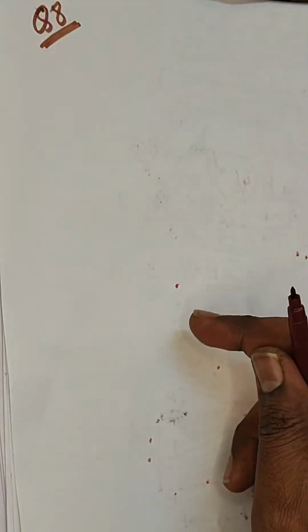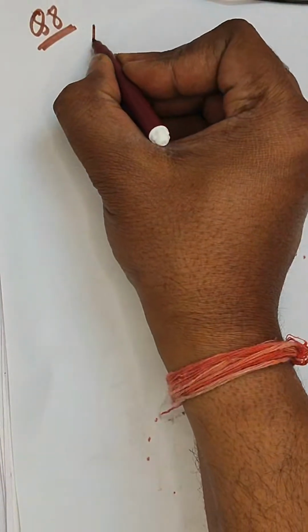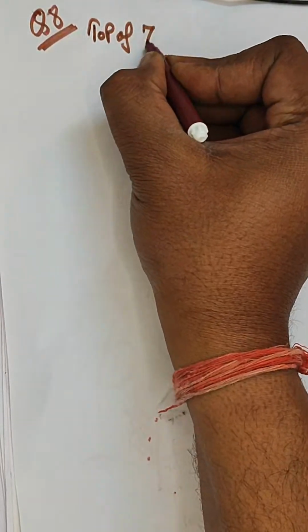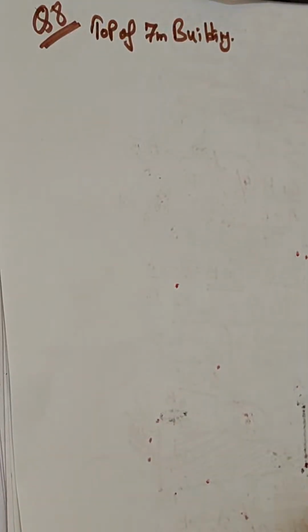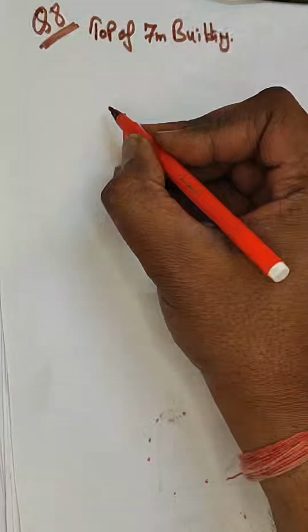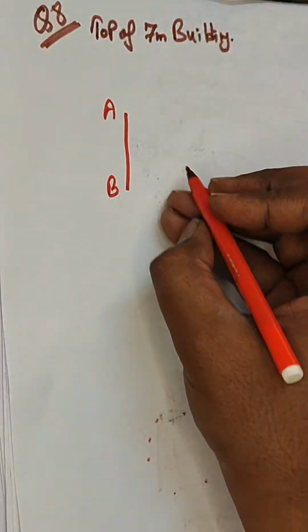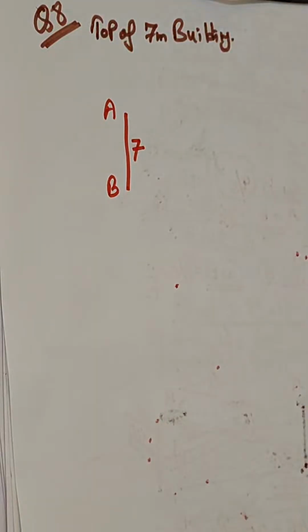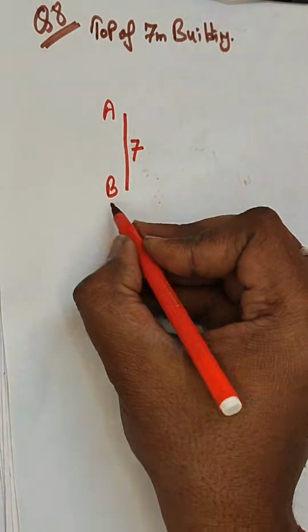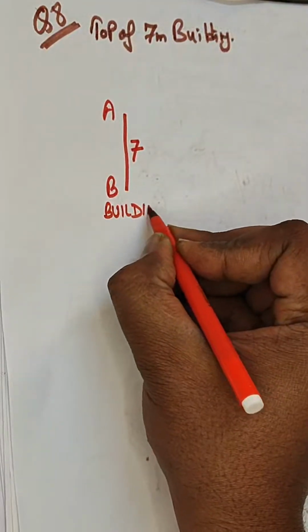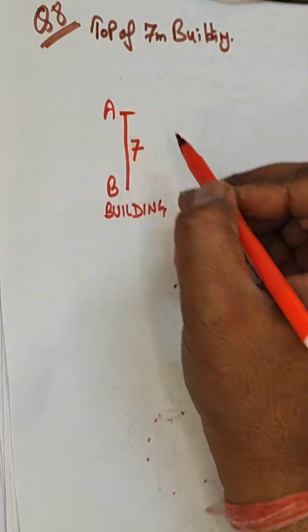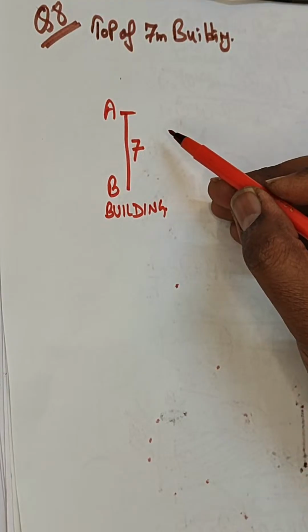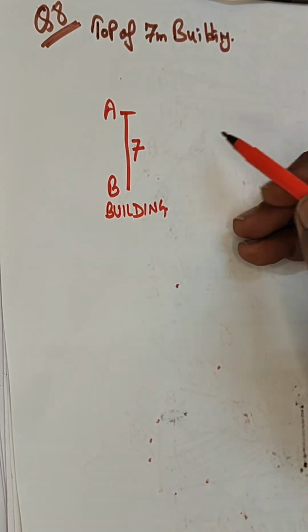Let us see. It's given that from the top of a 7-meter building, let us draw a building over here and make it A and B, and the height of this building is 7 meter. Now this is the building, and this is the top. From the top of the 7-meter building, the angle of elevation and depression of the top and bottom of a tower is 60 degree and 45 degree.